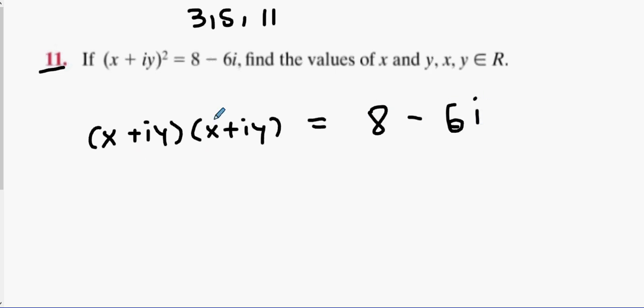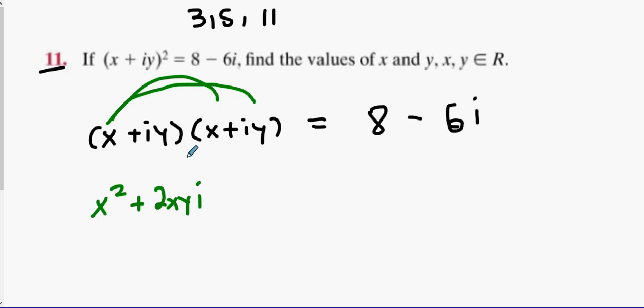x squared plus 2xy. Yeah, he did it all in one go. There's going to be 2 of them, which is pretty good. 2xyi. Then iy by iy is y squared i squared, and what's y squared i squared? Minus y squared.